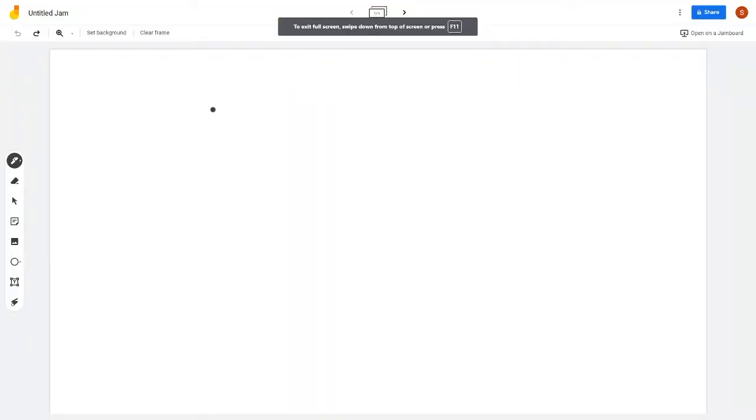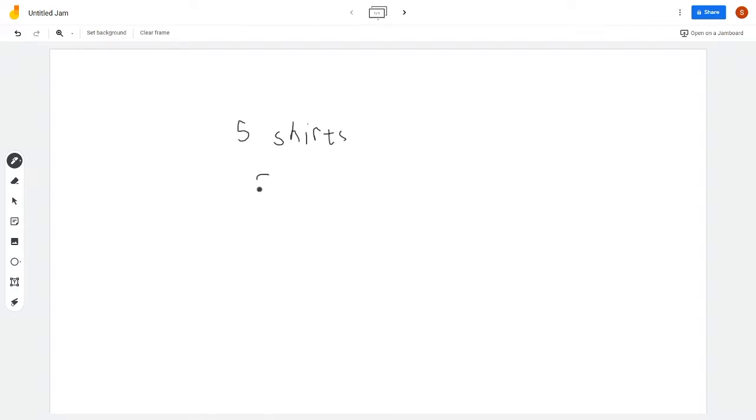As I was saying, let's say I have 5 shirts: S1, S2, S3, S4, and S5. Let's say I want to find how many, or let's do 4 shirts, just for ease of use right now. So 4 shirts.